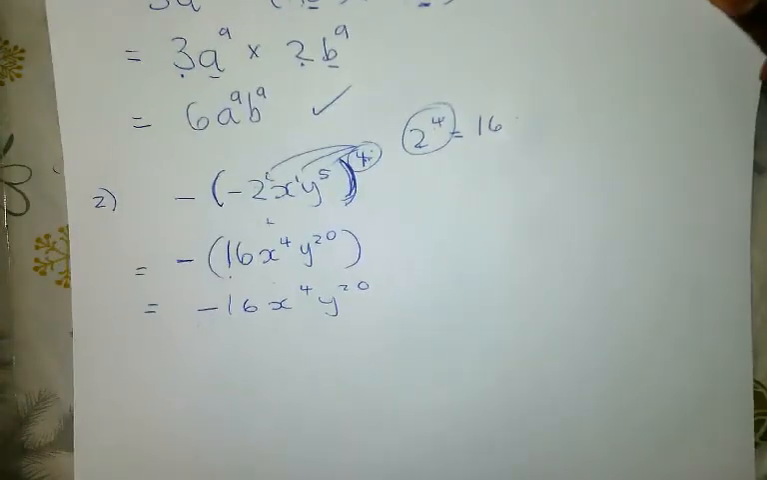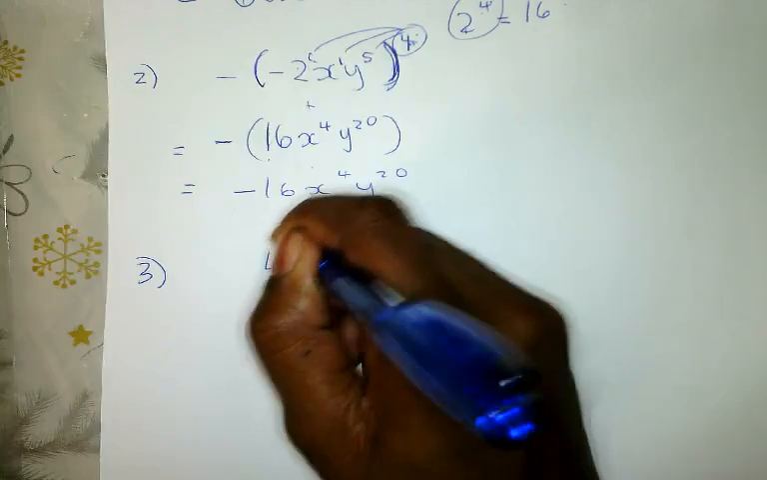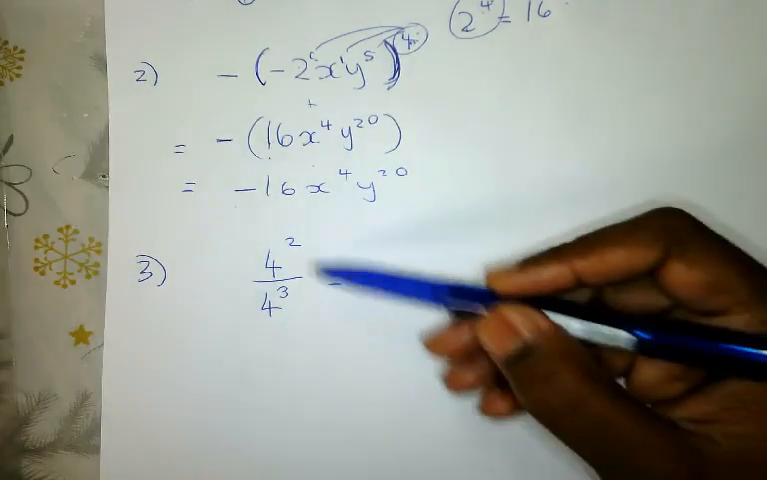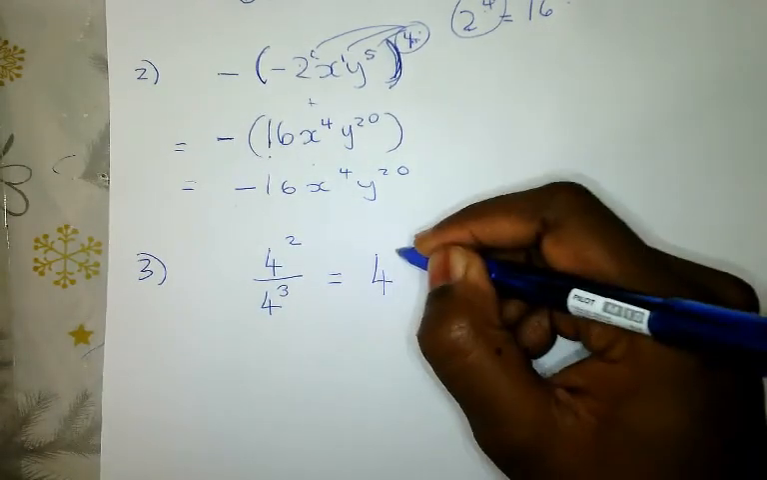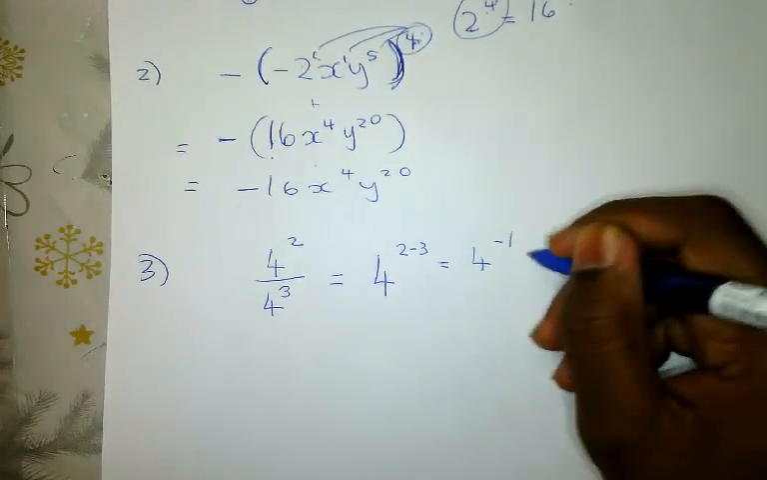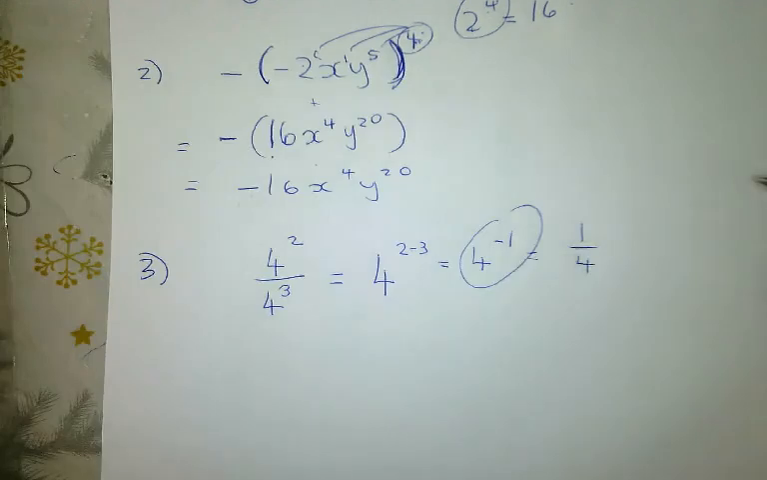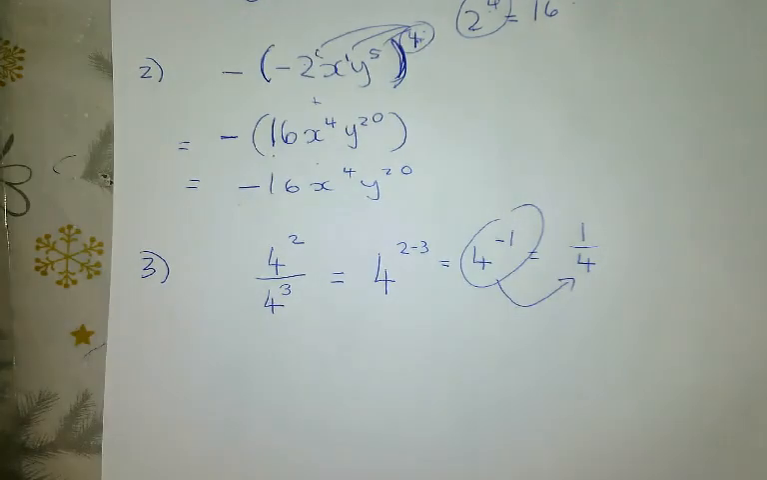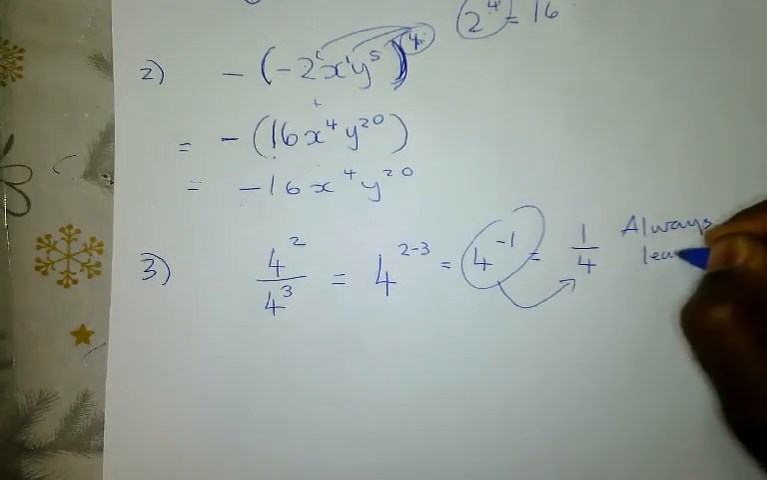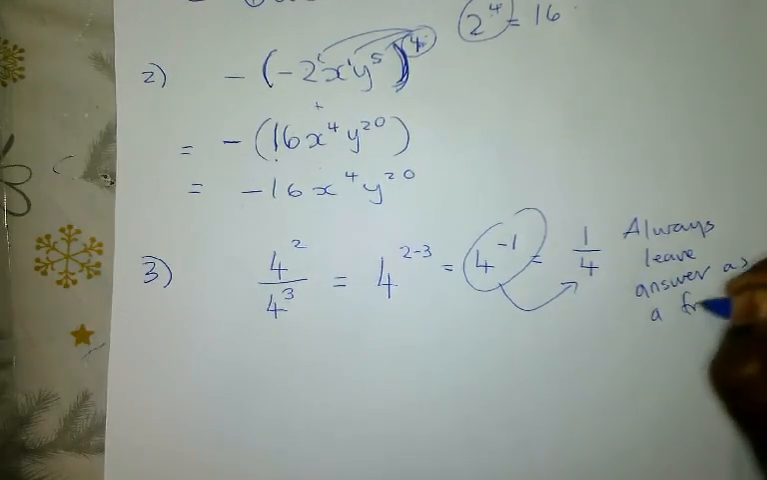Number 3. 4 to the power of 2 over 4 to the power of 3. Okay, this one is straightforward. When dividing powers of the same base, we subtract the exponents. So 2 minus 3 will be 4 to the power of negative 1, which means 1 over 4. If you are not sure, press this on a calculator. It will give you a fraction. Always leave your answer as a fraction, no decimals. Leave your answer as a fraction all the time.